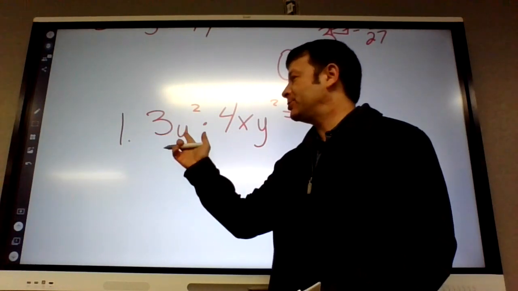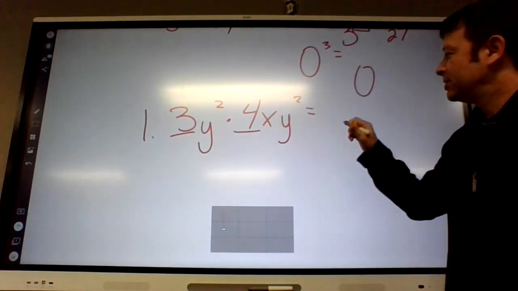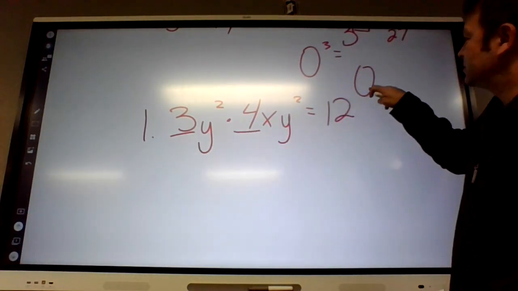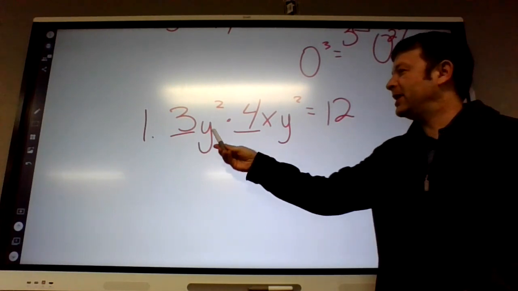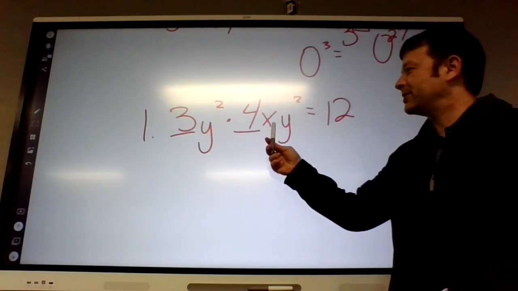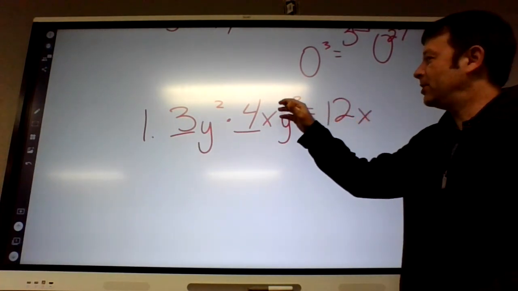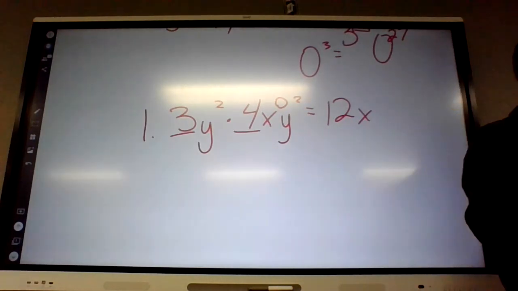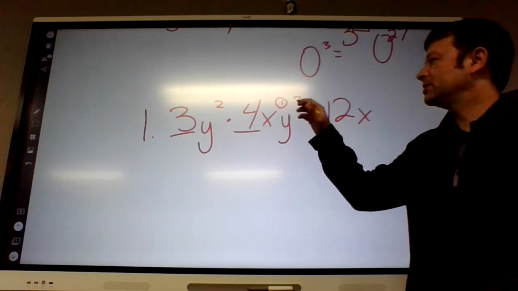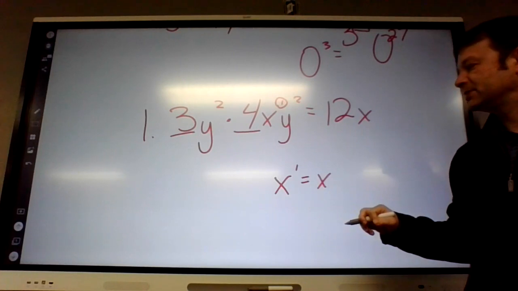I don't know what 3 times y squared is, but I do know what 3 times 4 is. 12. Okay. And then, do I have anything to multiply the x with? No. By the way, I should have mentioned this. There's no exponent on the x. There's no power up there. So what is the exponent if there's nothing up there? A 1. x to the first is just x.